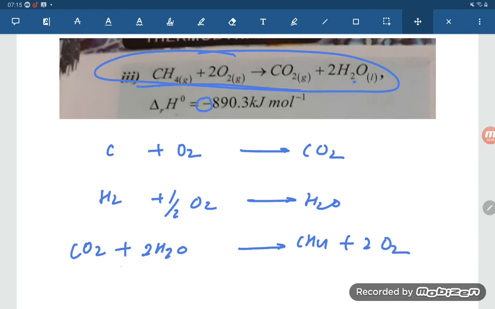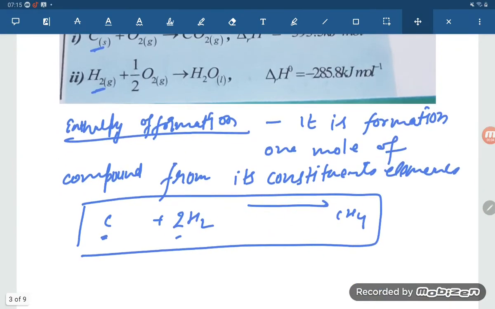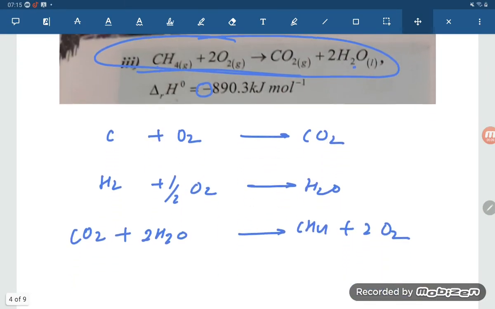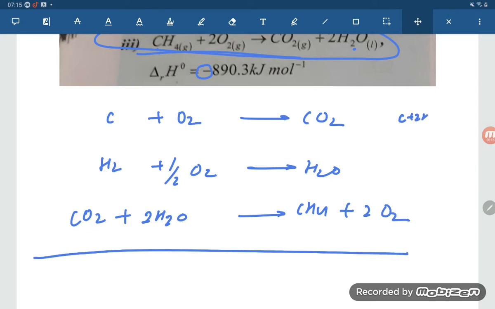See, water is not required in the needed equation. So we have to cancel out what is not required. We need only what we need out of this equation, that is C + 2H2 = CH4, only this. So students, what we can do here is, 2 water is there, you multiply by these 2.